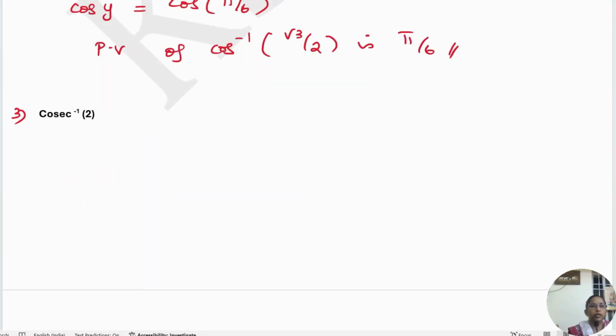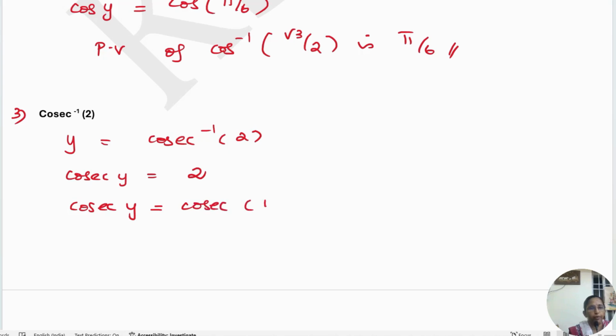And for the third question, cosecant inverse of 2. So y is equal to cosecant inverse of 2. So now cosecant y is equal to 2. And 2 in terms of cosecant is cosecant pi by 6. And the principal branch value here is minus pi by 2 to plus pi by 2 except the 0 value. So this falls within that range.